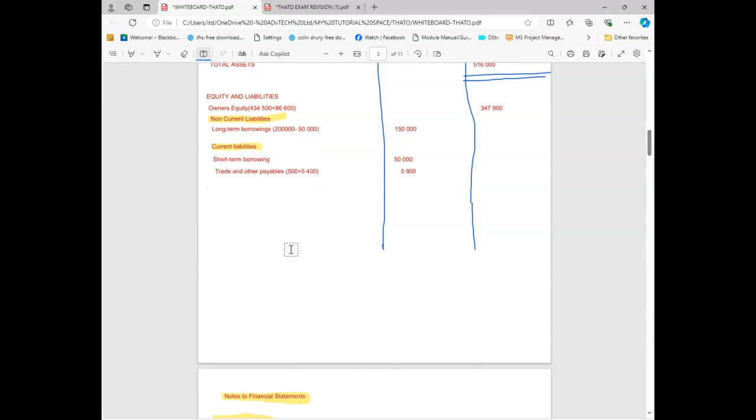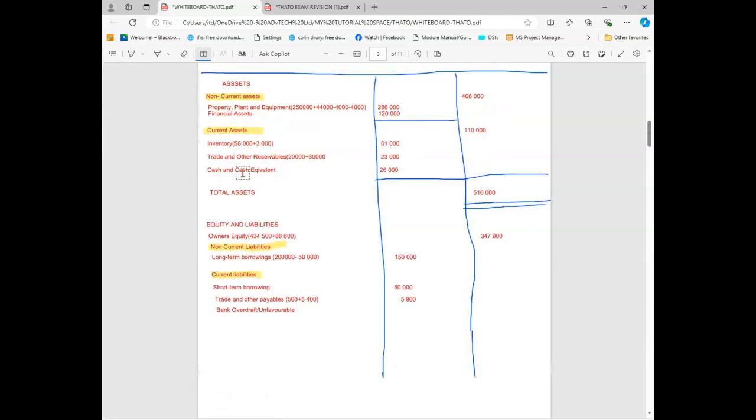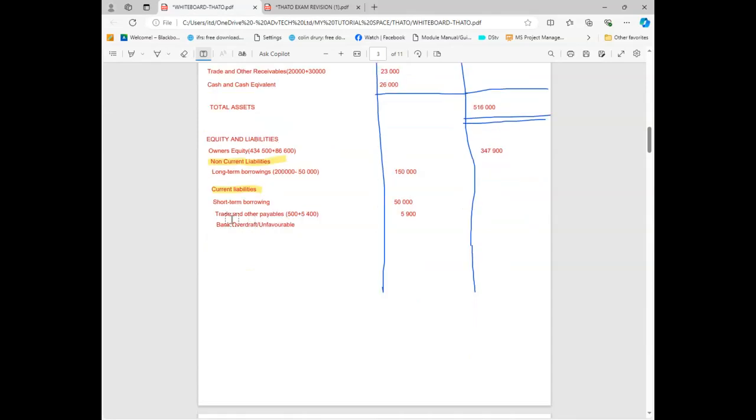Okay. So you will put it under the current liabilities. But here our bank is positive. That's why it is under cash and cash equivalent. But if it was negative, you were supposed to put it here. I don't know if you will remember this. Yes, I have it as notes, sir. No problem.